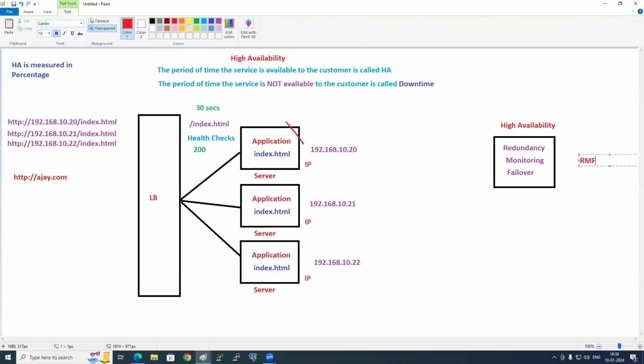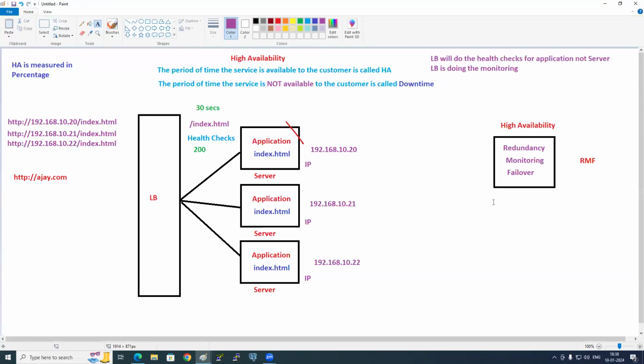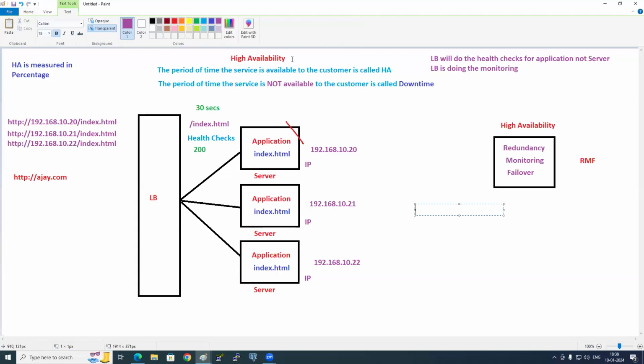What is redundancy? Keeping the same application in multiple servers, different servers. What is monitoring? Who is doing the monitoring? Load balancer will check the application or server? Application. Using what? Health checks. So I'll write here. Load balancer will do the health checks for application, not server. Who is doing the monitoring also? Load balancer is doing the monitoring. Who will perform the failover? Load balancer. So what is redundancy? Redundancy meaning duplicate or having same application on different machines.